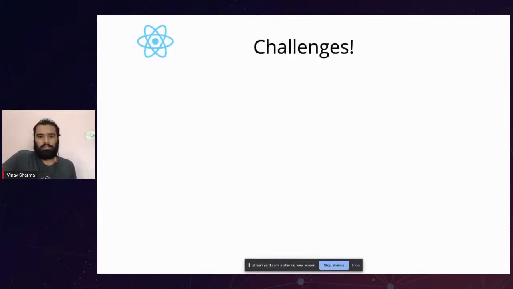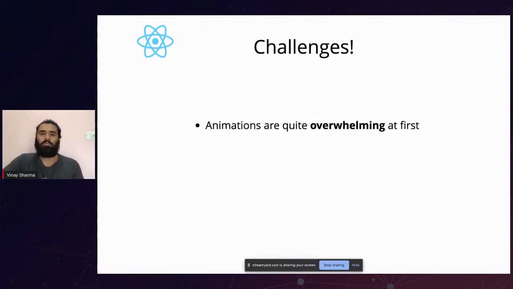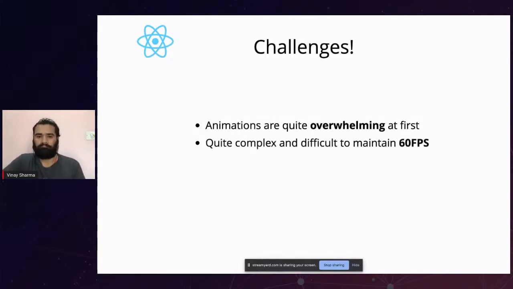Now coming on to the challenges, animations are quite overwhelming at first. Let's suppose a designer shows you an animation that you want to do. Having a first glance at it, it looks really impossible to do. Over time the animations get really complex and it gets difficult to maintain 60 fps, where we have to make a decision, though I feel it shouldn't really be a decision. We should always opt for running our animations on the native thread and running our business logic on the JavaScript thread so that there are not any frame drops.